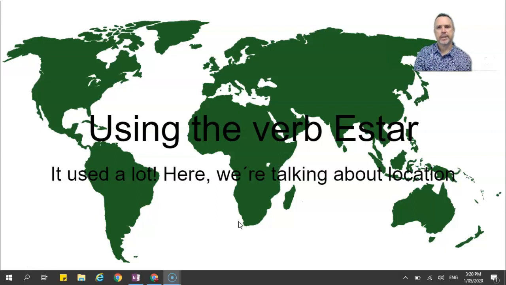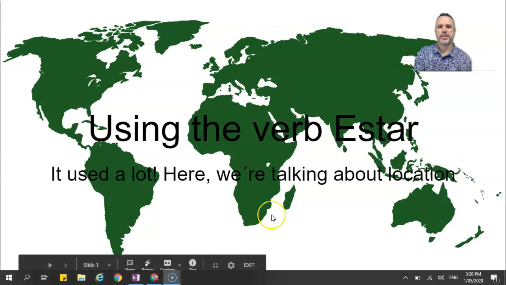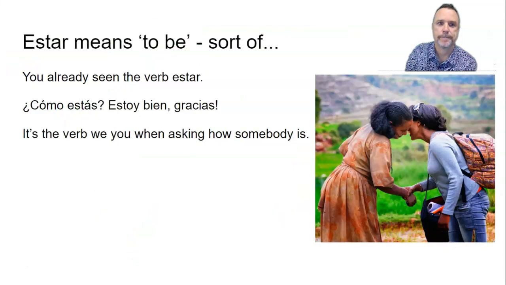Today, as you can see from our title page here, we're looking at using the verb estar. It is used a lot, but today we're going to focus on just using estar when we're talking about location, talking about where things are. Okay, so let's jump in and see what we mean. So estar means to be, sort of. We're not going to go into all the ways that estar is used because there's a lot. So let's just leave that heading the way it is.